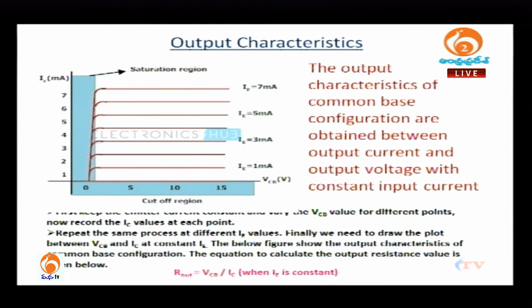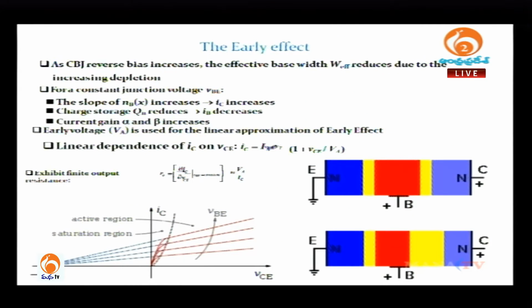common base configuration. Now, before going to the common emitter configuration, let us know something about the Early effect. In the previous case we have seen that though we are varying the collector to base voltage, no sufficient collector current increase is taking place. But in the case of common emitter configuration, if we increase the output voltage, then the output current increases. This is due to the Early effect. What is this Early effect? I would like to explain now.